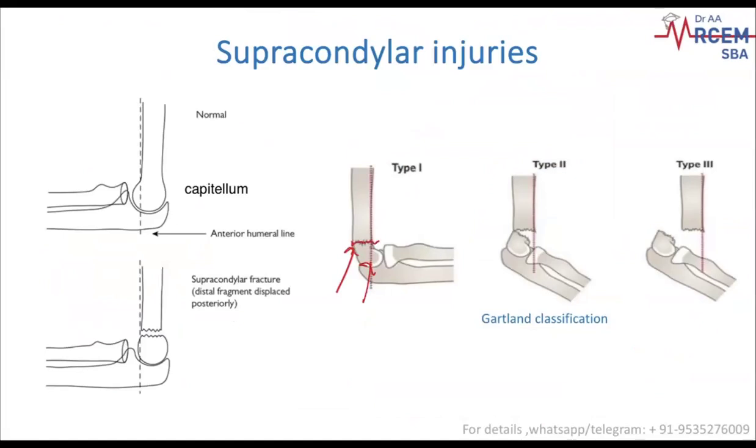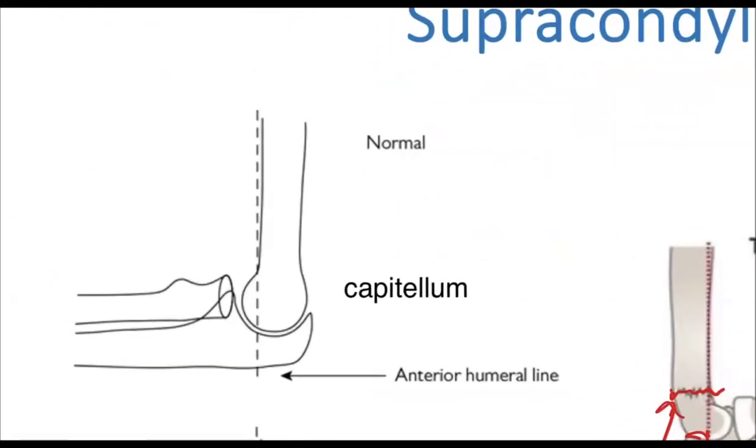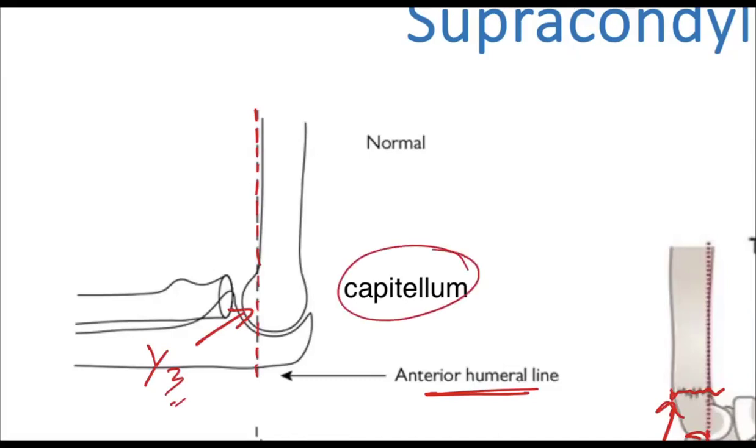But sometimes there may not be an obvious fracture line. At that point of time, how to make a diagnosis? We draw a line which is just anterior to the anterior part of the cortex of the humerus. What I'm drawing is just a straight line drawn at the anterior surface of the humerus. That's why it is known as the anterior humeral line. This line should bisect 1/3 of the capitulum. Anteriorly, it should be at least 1/3, it might be more than 1/3. If it is not bisecting the capitulum by at least 1/3, then you need to suspect a supracondylar fracture.